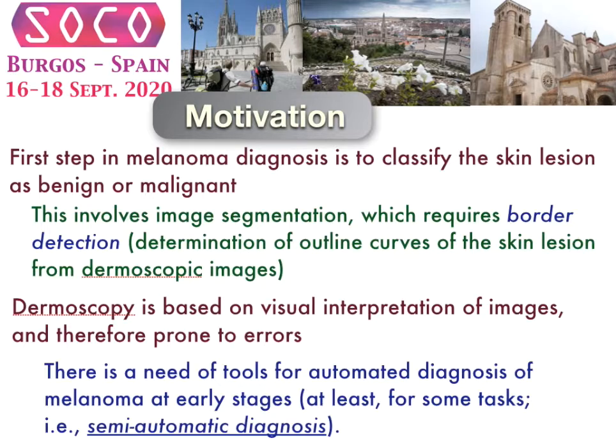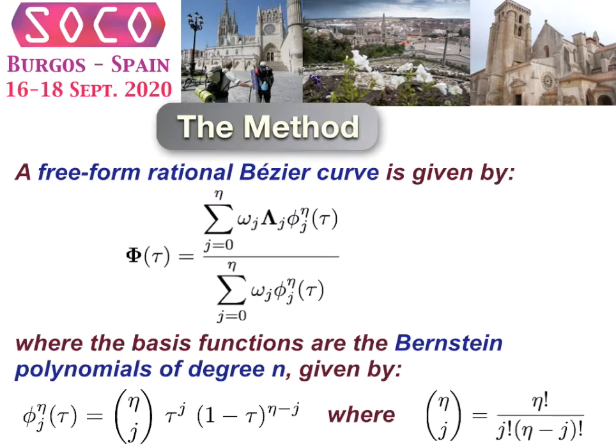The first step in this diagnosis is to classify the skin lesion as being benign or malignant. And this involves image segmentation, which requires border detection, which is basically to determine what is the border of the skin lesion taken from dermoscopic images and other kinds of images. So you have to distinguish which is the real lesion from the image background. Basically the procedure is based on the visual interpretation of images, and therefore is prone to errors. So it is important to determine a semi-automatic, computer-based diagnosis method for this.